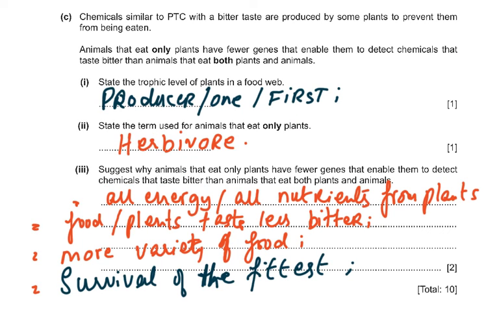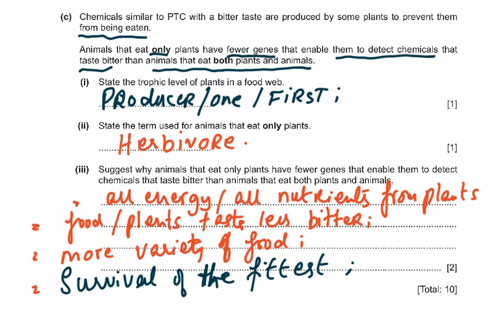Now, if you look at the C part of the question, it says chemicals similar to PTC with a bitter taste are produced by some plants to prevent them from being eaten. Animals that eat only plants have fewer genes that enable them to detect chemicals that taste bitter than animals that eat both plants and animals. So state the trophic level of plants in a food web.